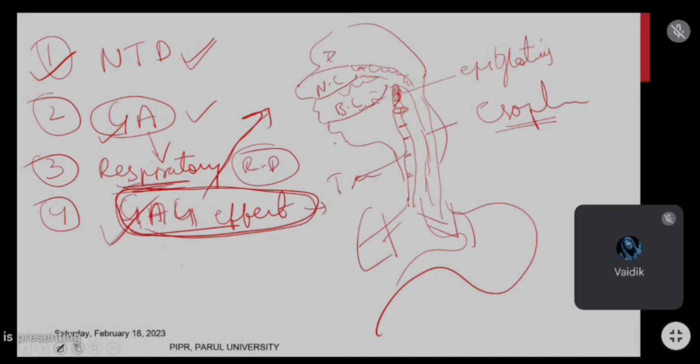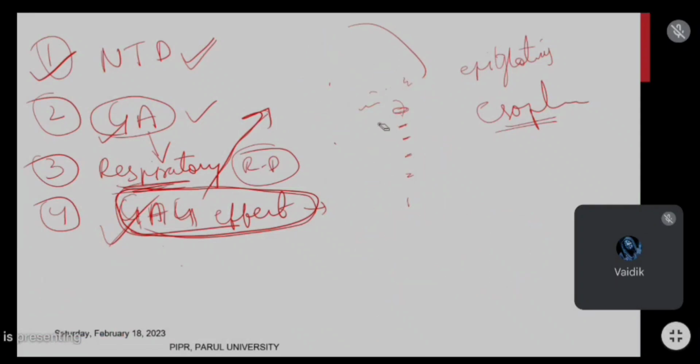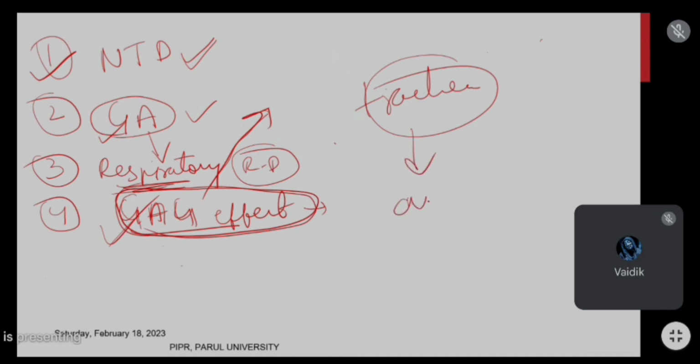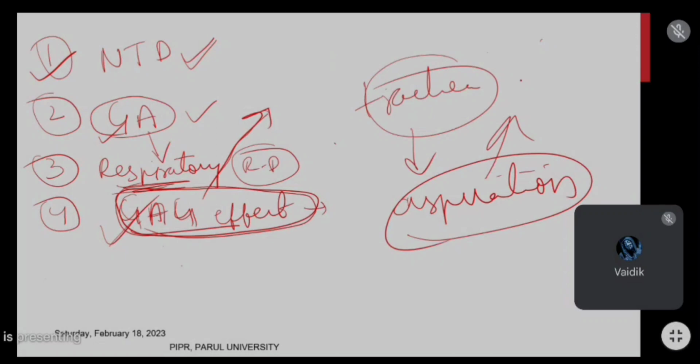But what are general anesthetics doing? General anesthetics decrease the reflexes of the gag effect. When the gag reflex is decreased, the swallowing ability of the patient will decrease. Whatever fluid, saliva, or liquid your buccal cavity has, all of it will enter into the trachea and cause aspiration, which will further lead to aspiration pneumonia, a very dangerous condition.